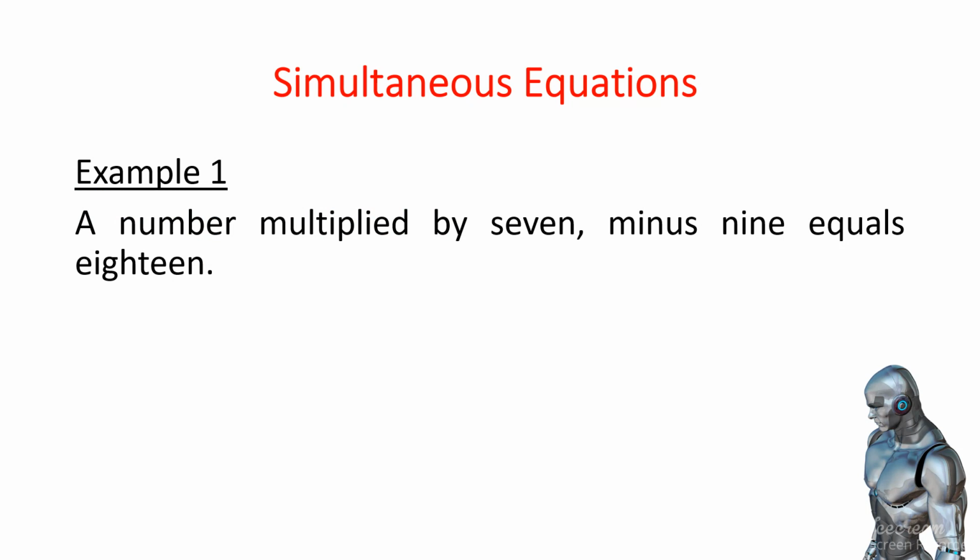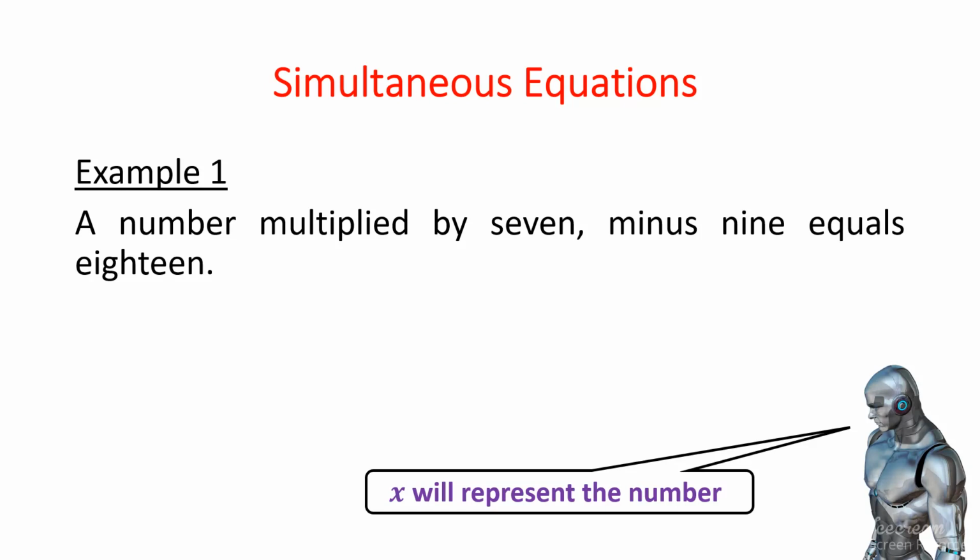Example 1. A number multiplied by 7 minus 9 equals 18. Well, we're going to start off by defining a variable x. That's going to represent the number. We don't have to use x, but in these equations we're using in Level 3, often it's easy to use x, y, and z. So x is going to represent our number.